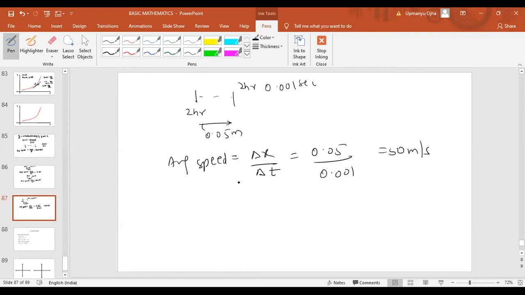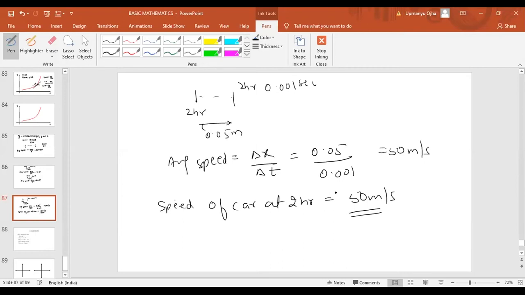Now can I say here that if this time interval is very, very small, like 0.001 second, it can be 0.000 and infinite zeros and 1, then I can say that the average speed of this car becomes the instantaneous speed of the car, which means I can say that the speed of the car at 2 hour was 50 meter per second.